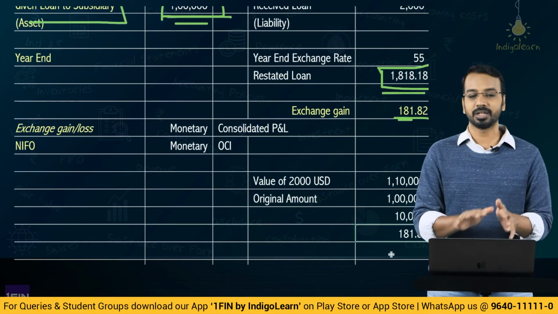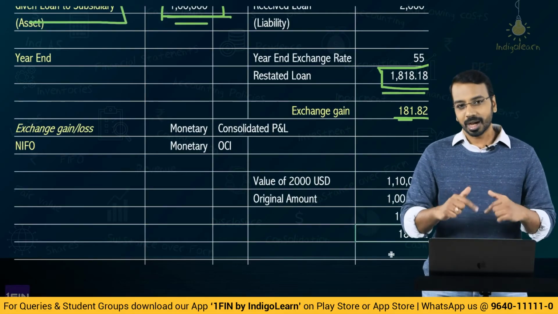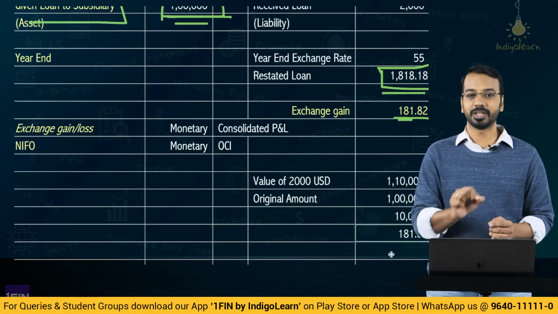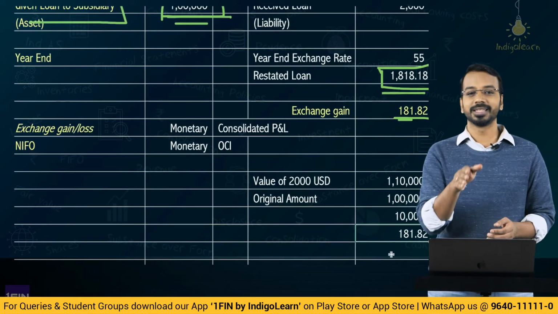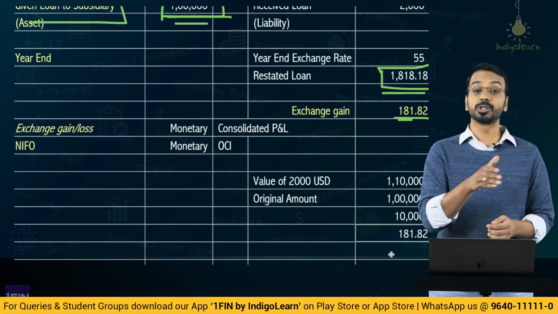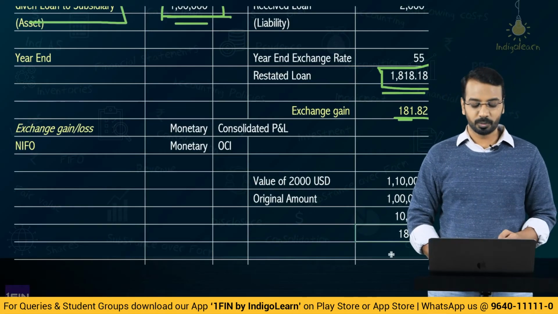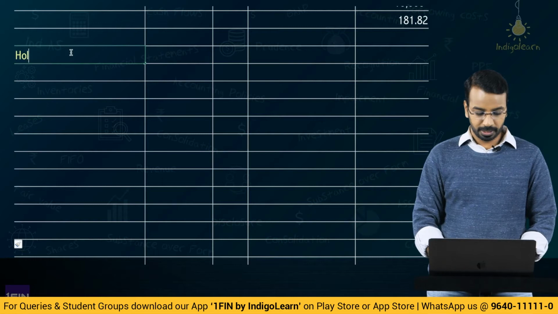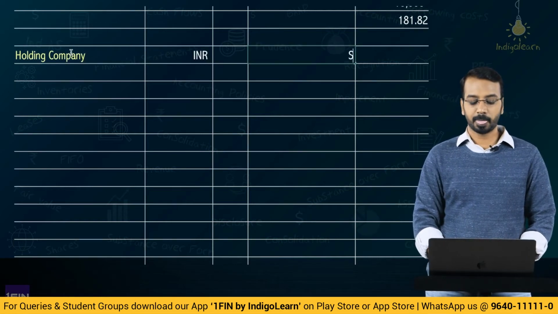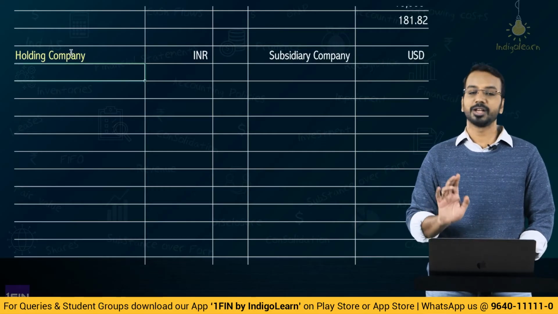So, this is one transaction where I talked about a loan. Now, the other transaction, which is slightly more complex, is when there is a trading transaction. For example, the holding company sells goods to the subsidiary company, or the subsidiary company sells goods to the holding company. So, let us take one more example. We have a holding company. Let us say functional currency is INR. Subsidiary company, functional currency is USD.